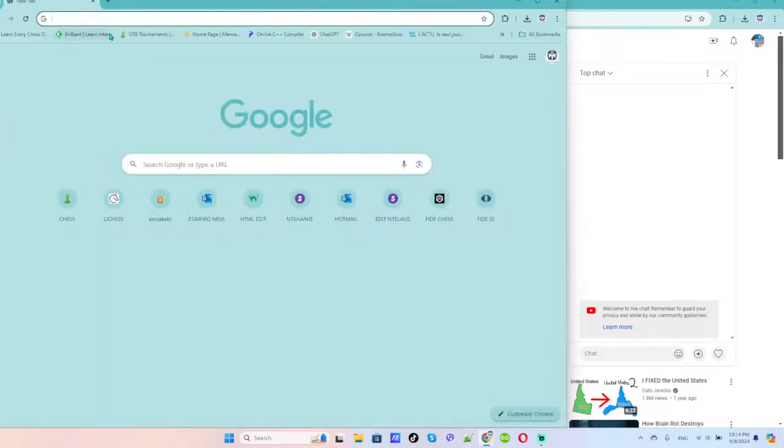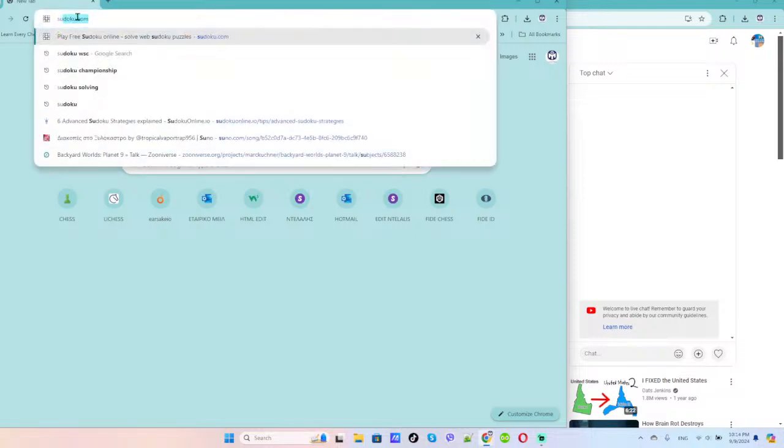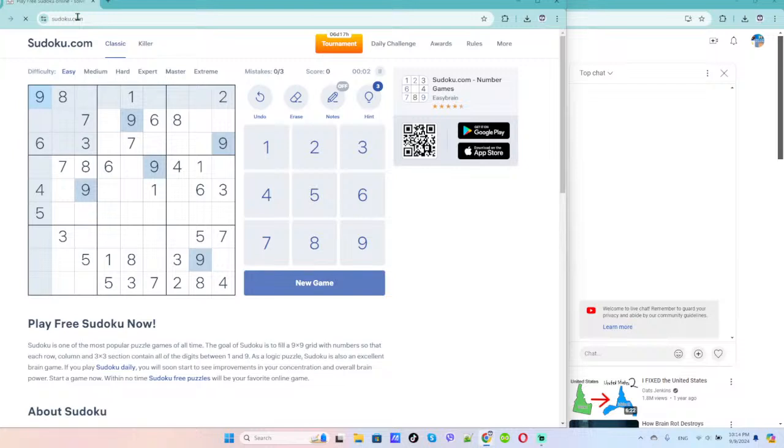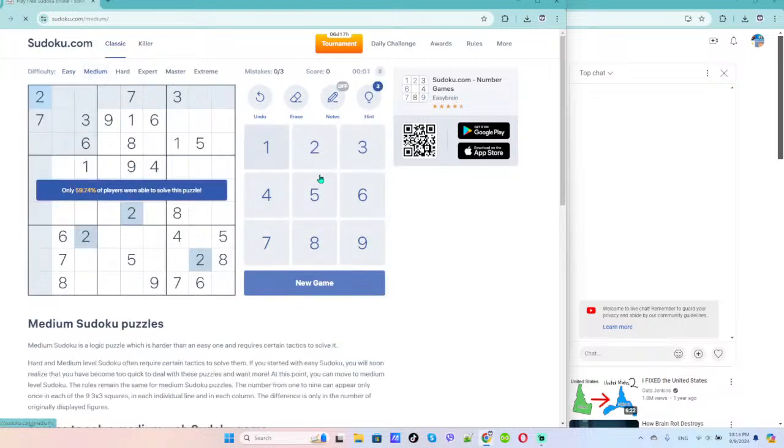Okay, let's enter the website again because I really hate it when it shows during the solution. I really hate it. Okay, so we continue with a slightly harder Sudoku, a medium level Sudoku. Are you ready? Let's go.